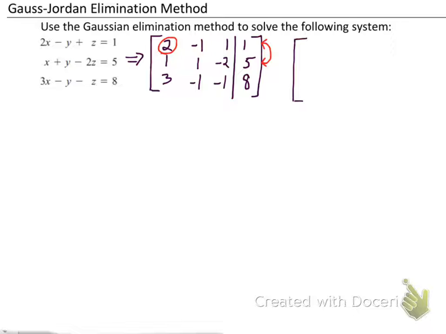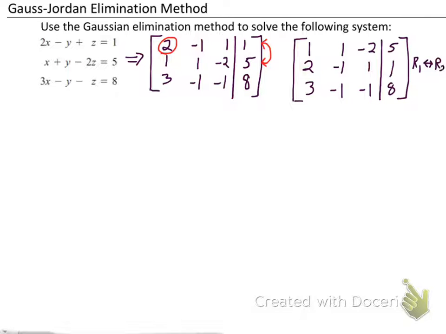And so my top is now going to be 1, 1, negative 2, 5. And my second row is going to be 2, negative 1, 1, 1, 3, negative 1, negative 1, 8. I didn't leave myself a ton of room, but we should note that row 1 and row 2 switched places. Okay, then I'm going to continue on down here.